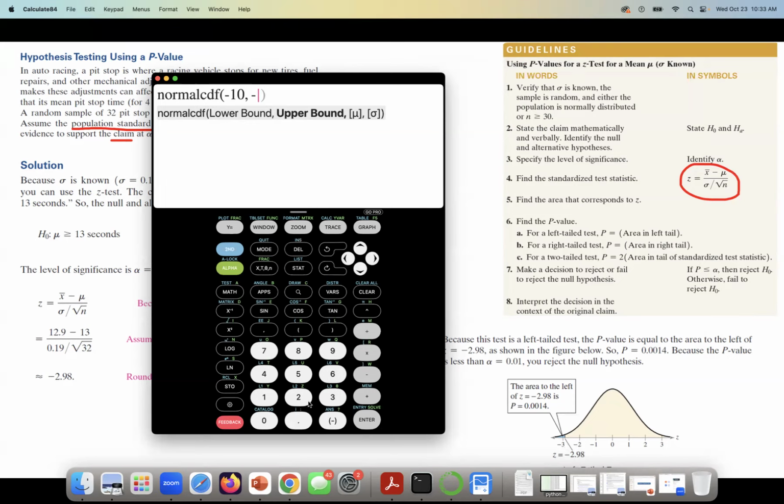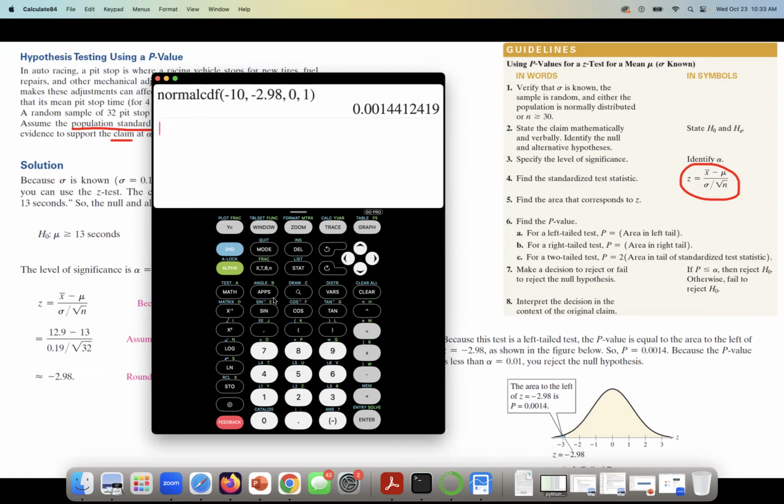Put a comma. The mean must be 0 because it's a z-value. Put a comma with standard deviation of the z-value, which is 1. So if you enter, you see the area, or the p-value, is 0.001. It's a very small number.